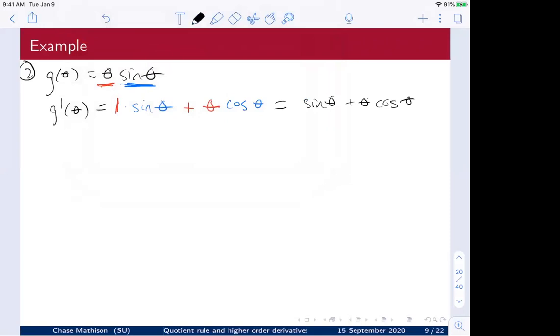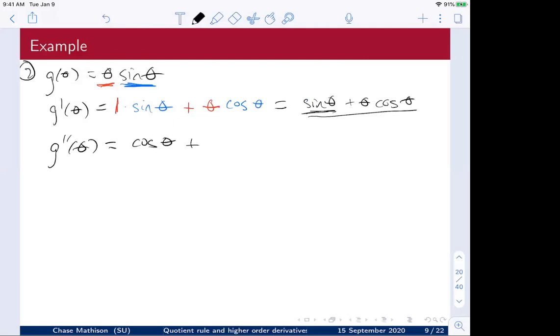Continuing. So now I need g double prime of theta. So again, I'm just taking one more derivative. I'm taking a derivative of now this thing with respect to theta. Okay. So when I do this, the derivative of sine of theta plus theta times cosine of theta. So the sum I can just deal with separately, right? So what's the derivative of sine of theta? Cosine of theta.